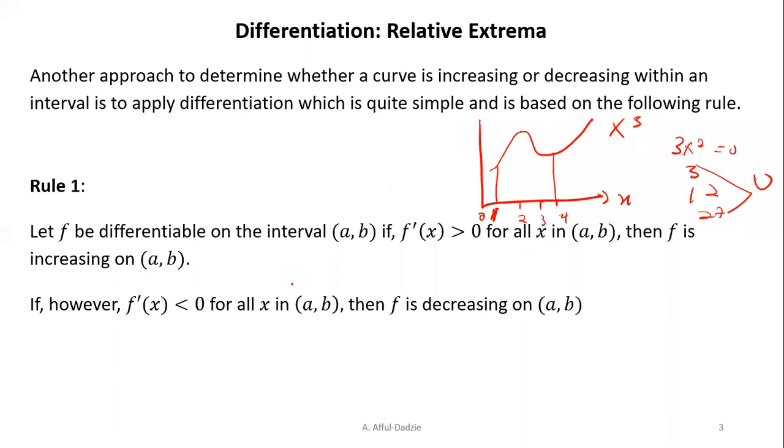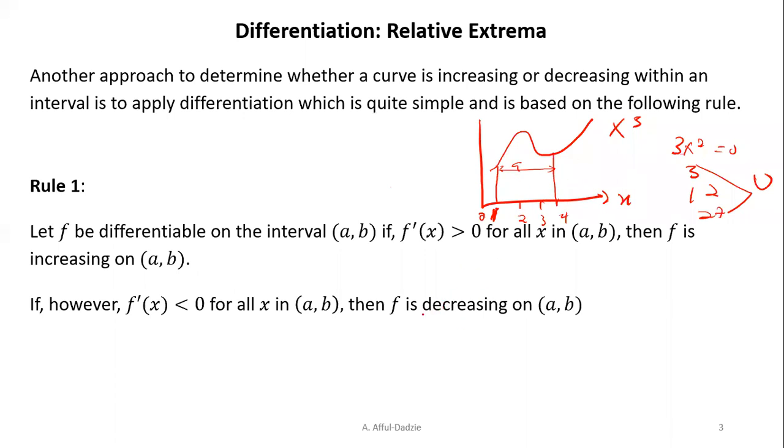So all we're saying is that if you take that interval, and f prime of x is greater than 0 for all x in AB, and this is the interval AB here, then we can say that the function is increasing on AB.